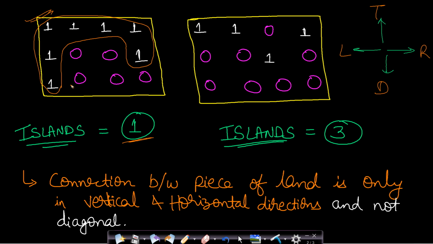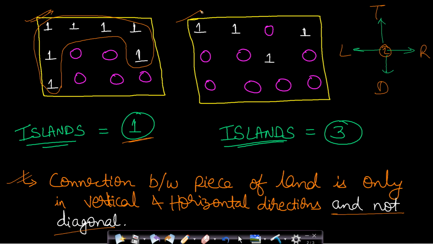And how is the connection defined? A connection is defined only in 4 directions. That is, a piece of land will be connected to other land only if it is adjacent and present in either the vertical or horizontal direction. Like the point I have mentioned, connection between pieces of land is only in vertical and horizontal directions and not in diagonal. So this is a single piece of land.